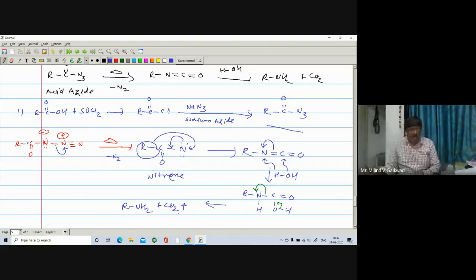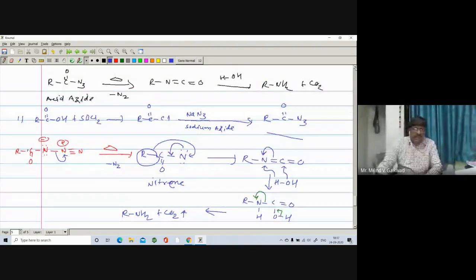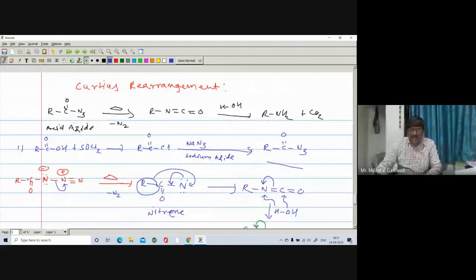So we have seen the Curtius rearrangement reaction. In the Curtius rearrangement reaction, the starting compound is azide. How to prepare the azide? It can be prepared from the acid. Acid reacts with SOCl2, which gives acid halide. Acid halide reacts with sodium azide, and you get the corresponding acid azide.